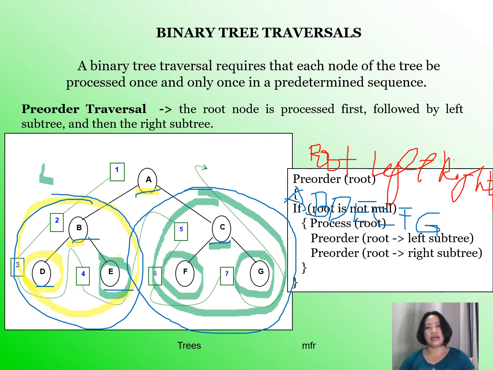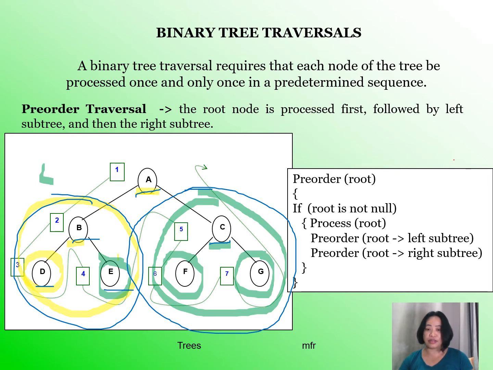So actually, in these three traversals, whether it is pre-order, in-order, or post-order, we're going to make use of recursion. Notice in my pseudocode here, we have a recursive algorithm. We have the pre-order with the parameter root. Then we check if our root is not null. If our root is not null, then we process root, and then we have pre-order root referencing to left subtree. So it calls itself pre-order. So this is recursive.